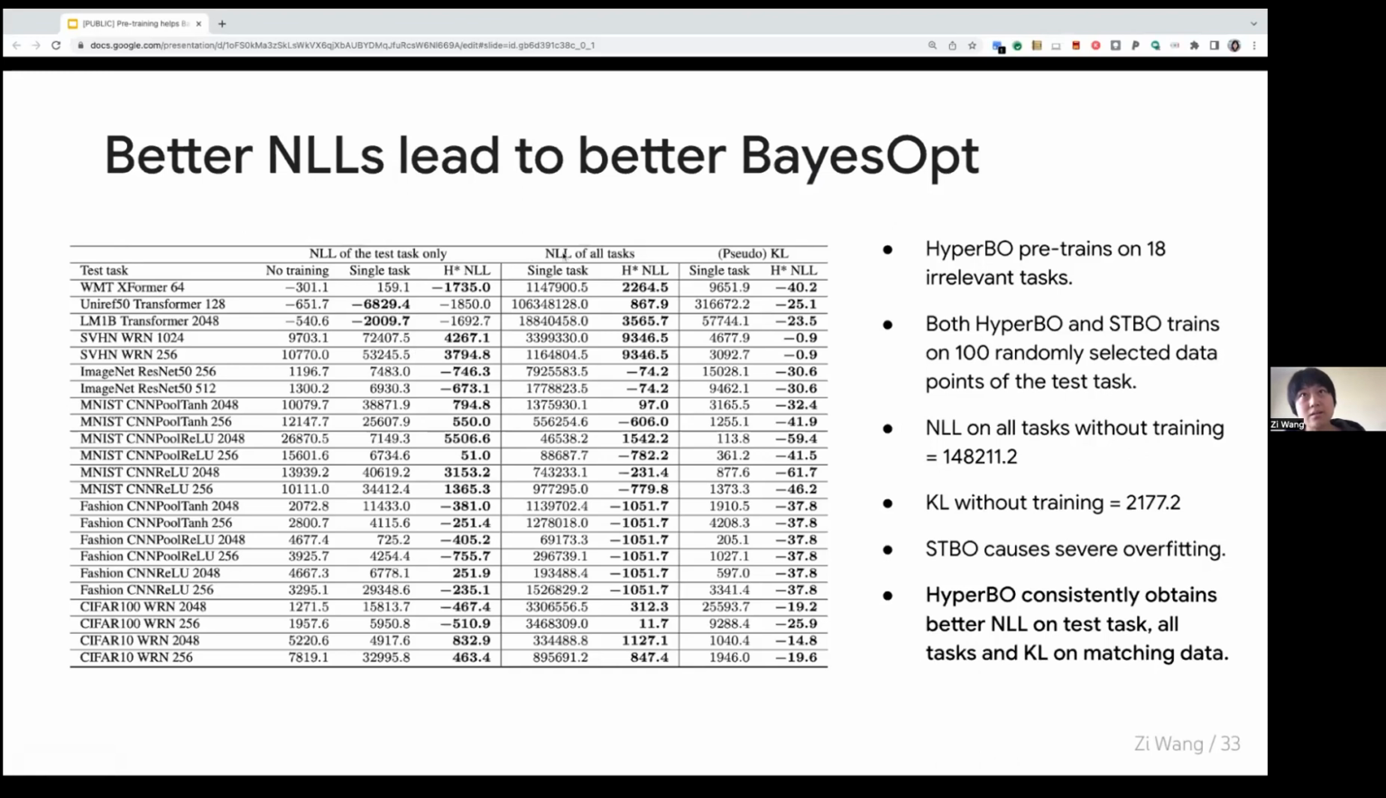And then if you look at the negative log likelihood on all the tasks, again, single task is compared to these numbers on NLL for all the tasks without any training, and it actually becomes worse because we trained on the 100 data points. And then you observe very similar behavior on the KL divergence on the matching inputs. But what it tells us here is, let's not use type 2 maximum likelihood to optimize our Gaussian process in Bayesian optimization.